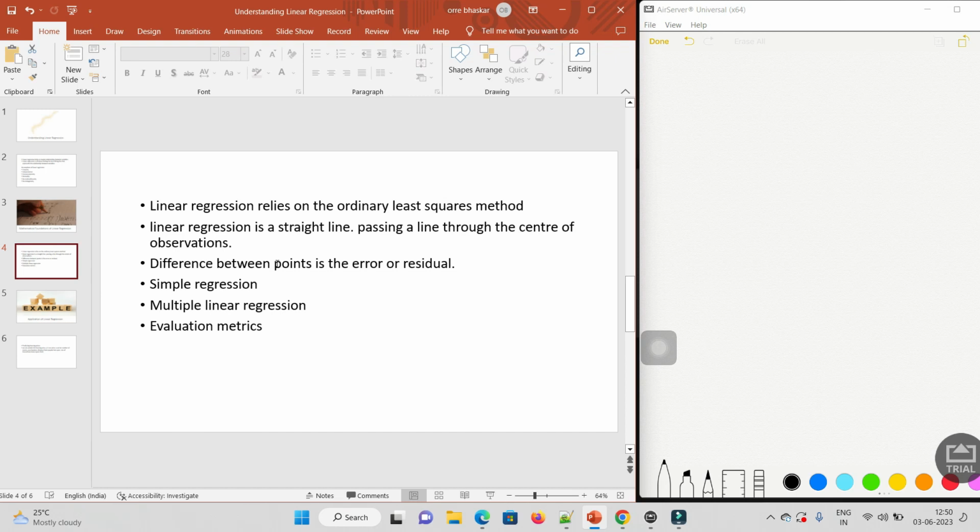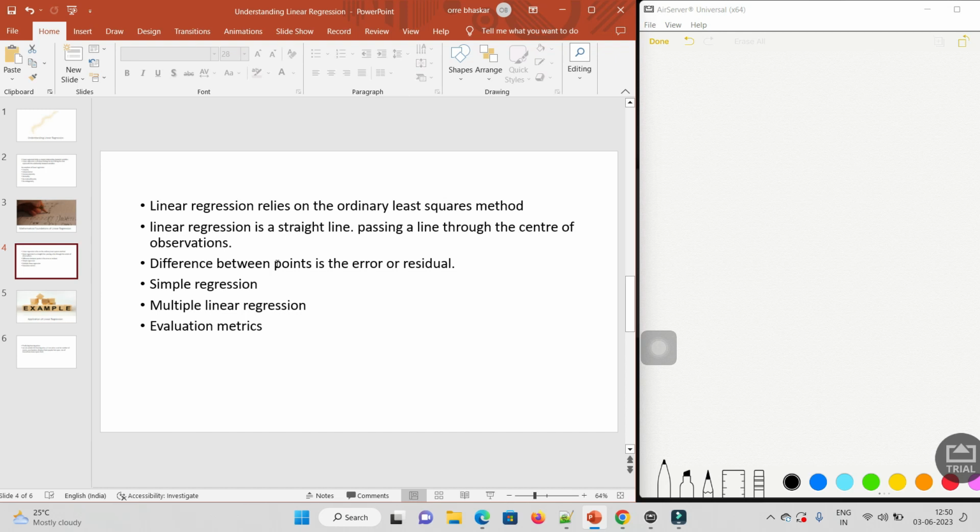R square is a value between 0 and 1, with 0 indicating that the model does not explain any variability in the target variable, and 1 indicating that the model perfectly explains all the variability. Here's a detailed explanation of R square in the context of linear regression. R squared measures the proportion of variance in the dependent variable that is predictable from the independent variables. In other words, it quantifies the percentage of variability in the target variable that can be attributed to the independent variables included in the model.